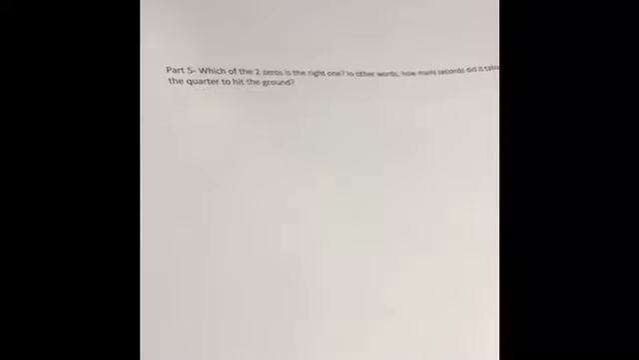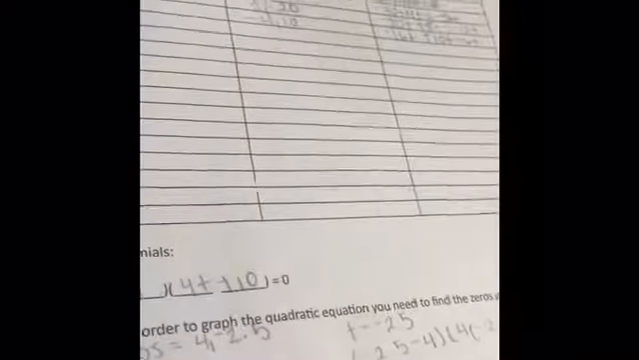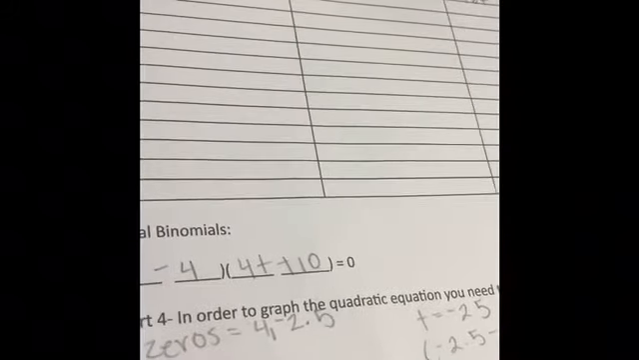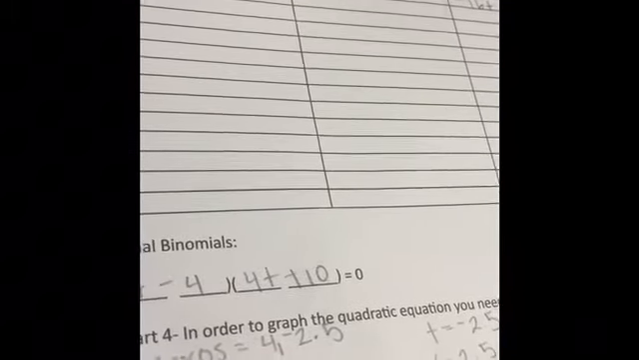So now we're going to have to do the back page, the last step, which is part 5. Which of the two zeros is the right one? In other words, how many seconds did it take for the quarter to hit the ground? So I'm going to look back at the zeros. So I got t equals 4. So I'm going to use t equals 4.